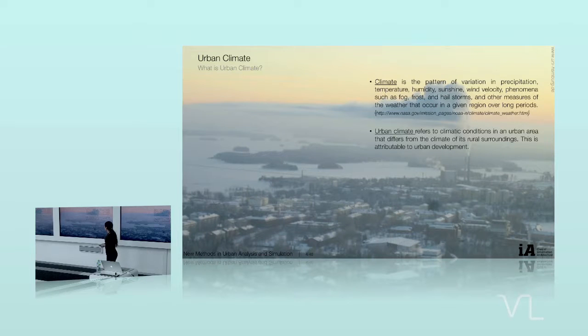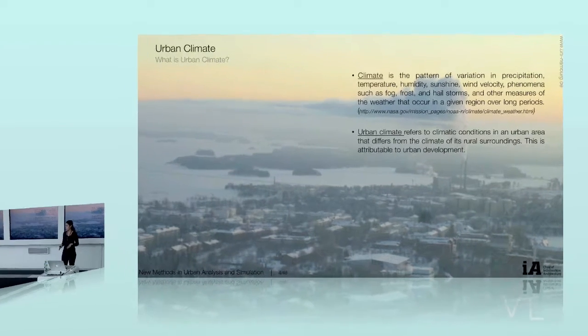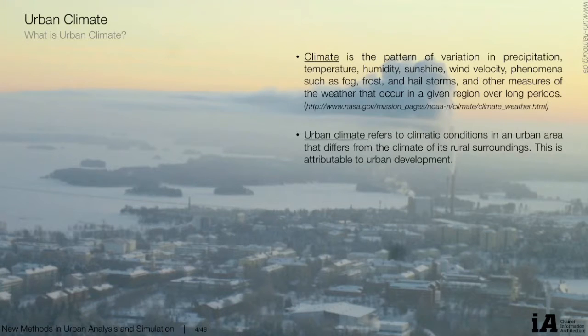So what is urban climate? Before, we have to understand what climate is. Climate is a pattern of variations of different measures of weather that occur in a given region for a long time. So it can be temperature, precipitation, humidity, sunshine, wind velocity, etc. Then urban climate refers to these particular conditions, but that occur in an urban area, in a city, in a town, or a configuration of buildings. And it's mainly attributed to urban development.